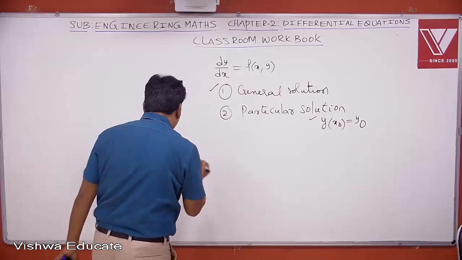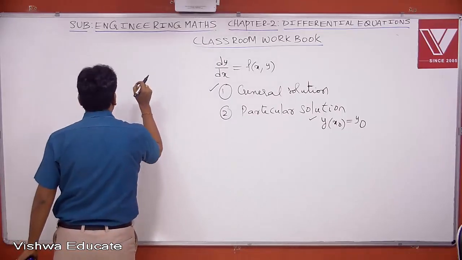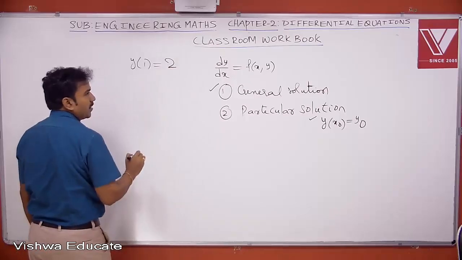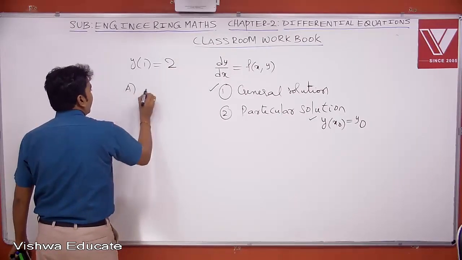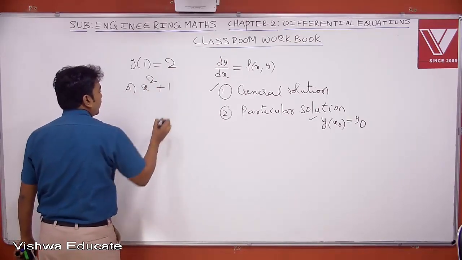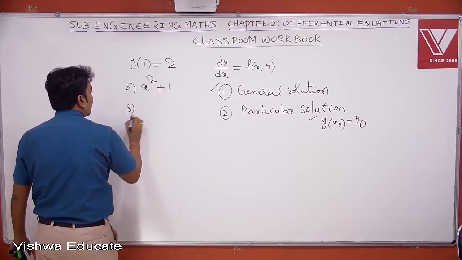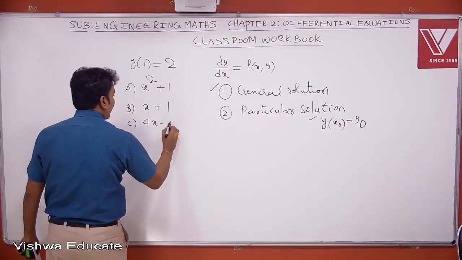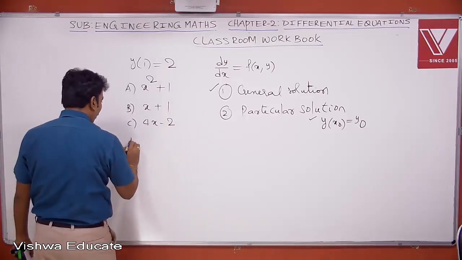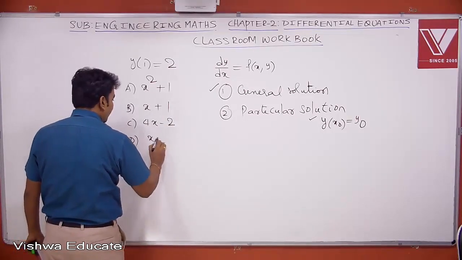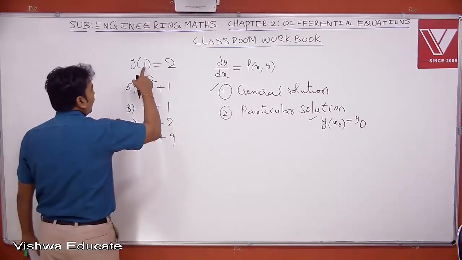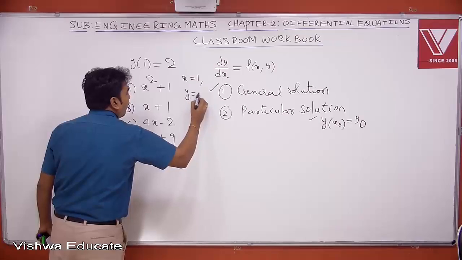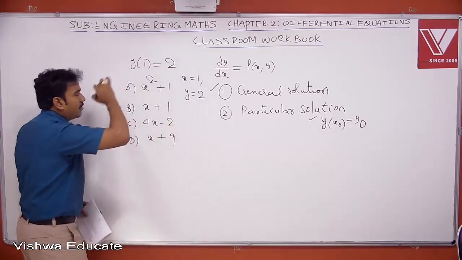Suppose I give you one general example by taking one particular boundary condition. Suppose the boundary condition is y of 1 equal to 2. Suppose the options are like this. For example, x square plus 1. Second one is x plus 1. Third one is, for example, 4x minus 2. And fourth one is, for example, x plus 9. See here, y of 1 equal to 2 means what? When x equal to 1, the value of y is 2. All these are y values.